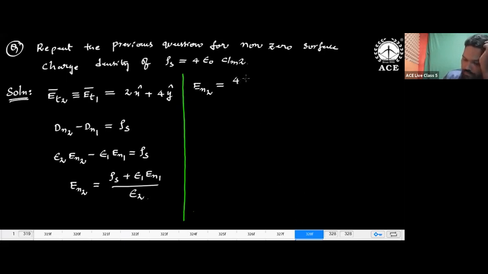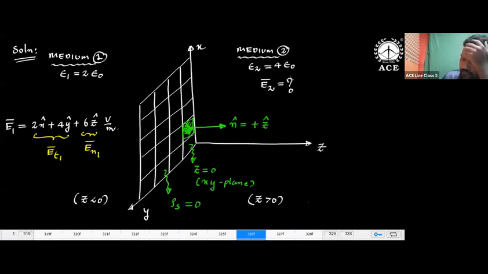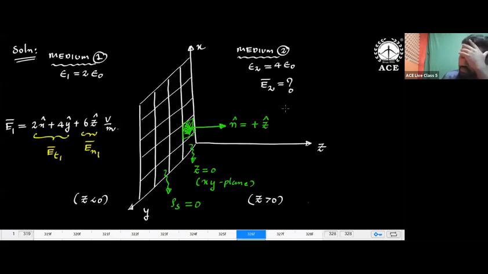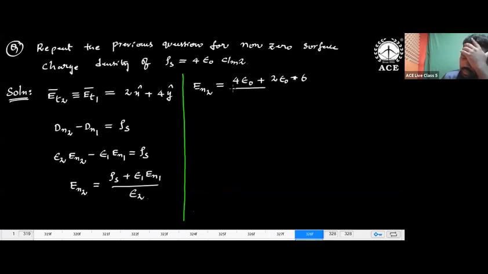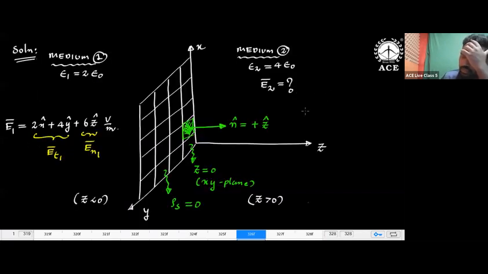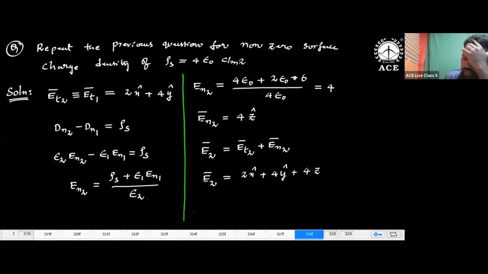Just substitute those values here. Rho s, how much? 4 epsilon naught plus epsilon 1. How much is epsilon 1, beta? 2 epsilon naught, into En1. What is En1? 6. So 6, divided by epsilon 2. What is epsilon 2? It is 4 epsilon naught, which is equal to 4, beta. So which component is that? If you want to write in vector form, it is the z component. So what is the overall E2? E2 is equal to ET2 plus En2, which is equal to 2x cap plus 4y cap plus 4z cap. That is the answer.